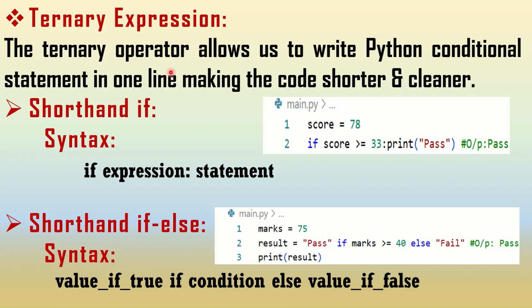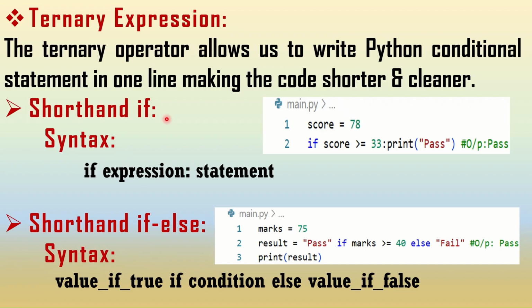If you want to write the conditional statement in one line, we can go with the ternary expressions. So instead of defining the conditional statements in two lines, using this ternary expression we can define the whole conditional statement in one line, and that gives us simplicity. Inside this ternary expression, we have two categories, shorthand if and shorthand if else.